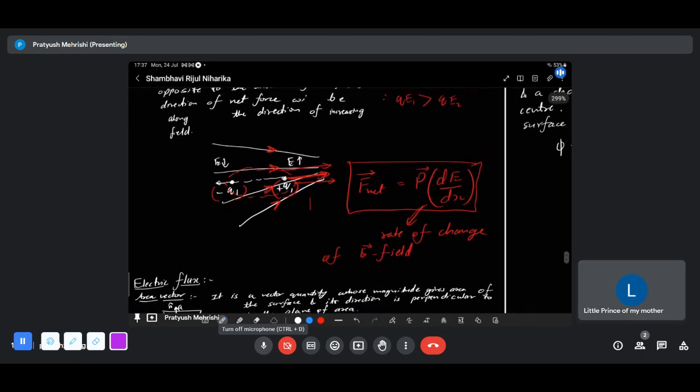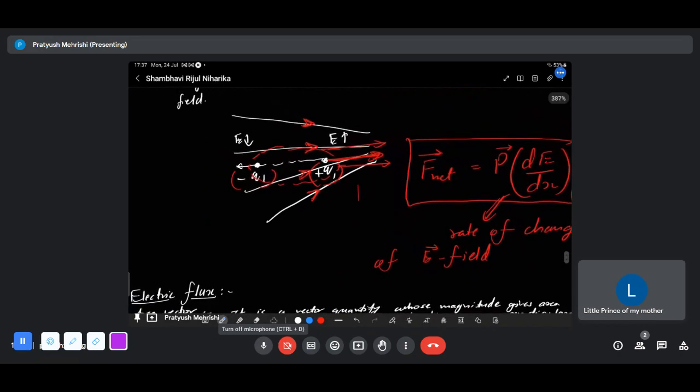Now here I tried to give you a question: a dipole is there, with poles like this, and the electric field is like this, as shown in the figure. Now in this case, what will be the net force? Net force will be P into dE by dx. dE by dx is the differentiation of E with respect to x. Got it? I got it, sir.